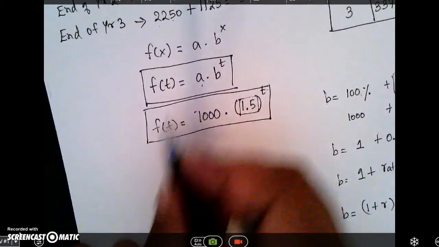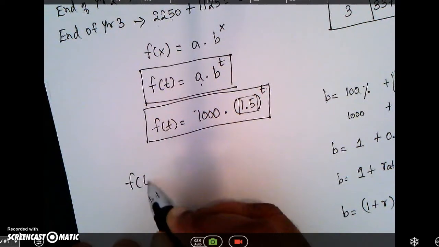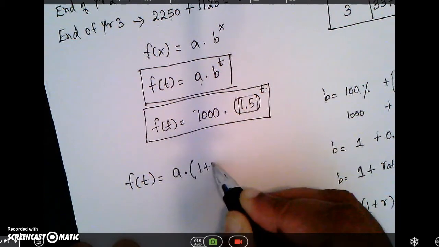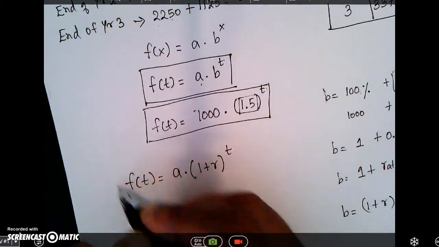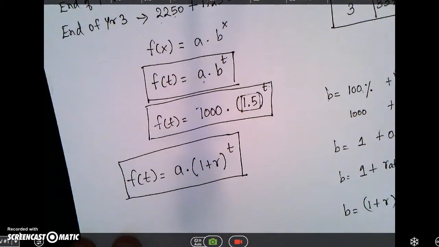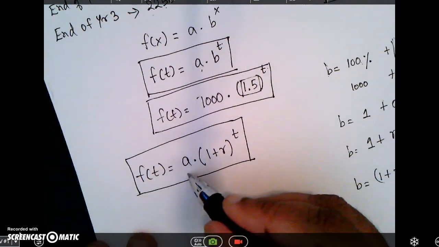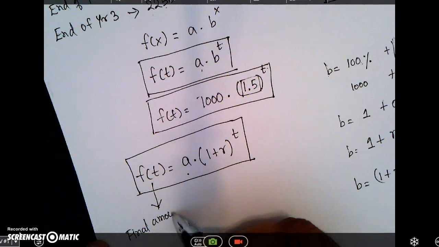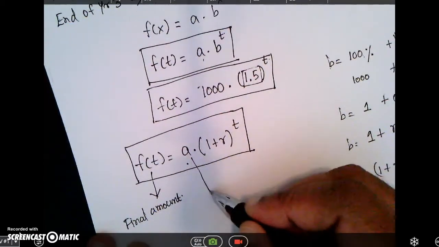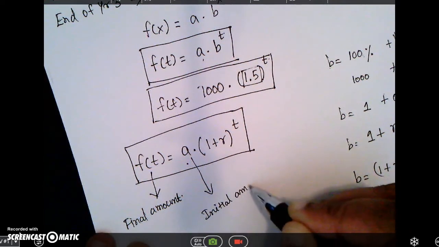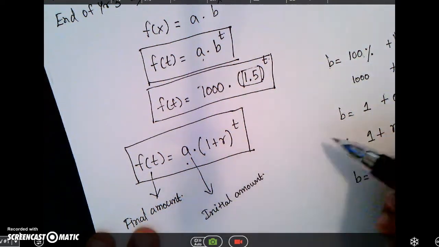So if I have to rewrite this formula, f of t will be equal to a times b, where b is 1 plus r, to the power of t. This is what you see in your textbooks. 1 plus r to the power of t. So let's write it. f of t is my final amount at the end of any time period, final amount or final value. a is my initial amount or initial value.